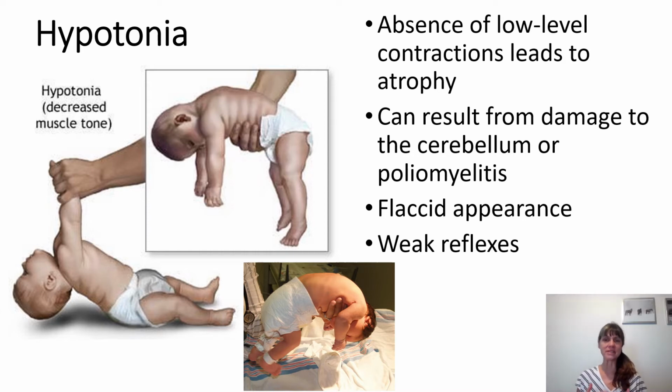Hypotonia can result from damage to the cerebellum, which is a little area just posterior to and inferior to what you know as your brain. And poliomyelitis is another condition that can cause hypotonia. Usually individuals with hypotonia have such decreased muscle tone that they appear flaccid or limp, and they will have very weak or absent reflexes.